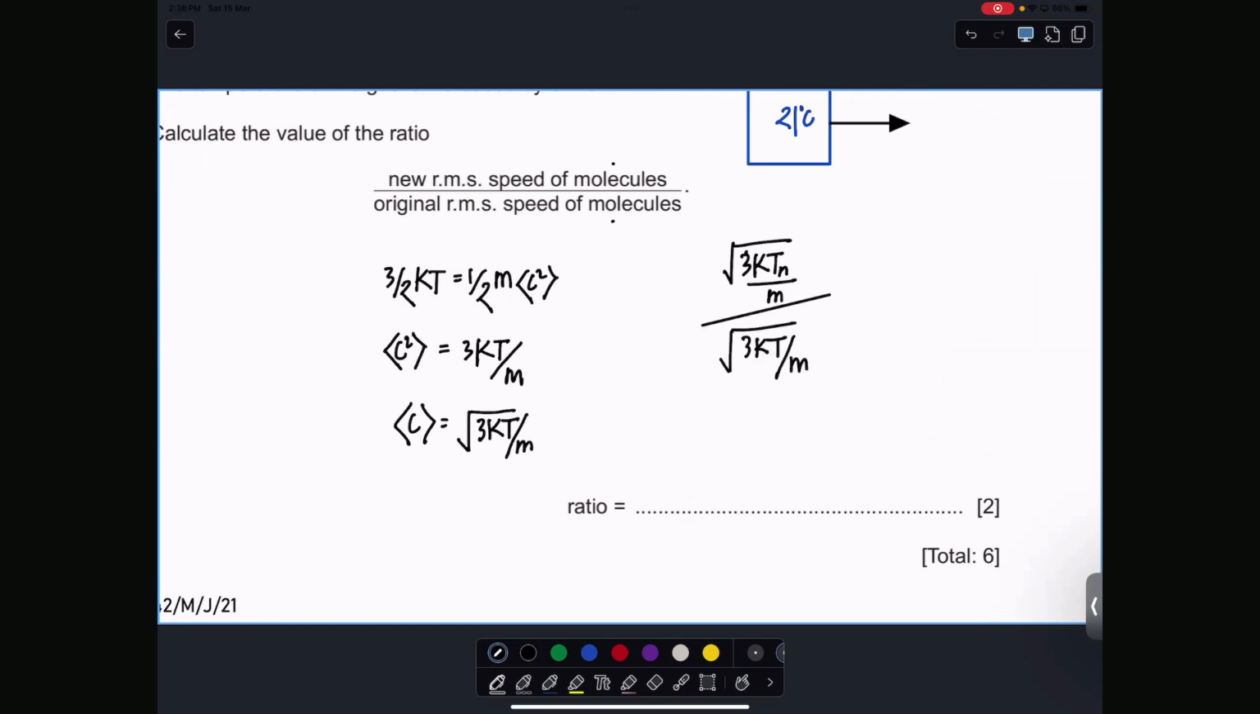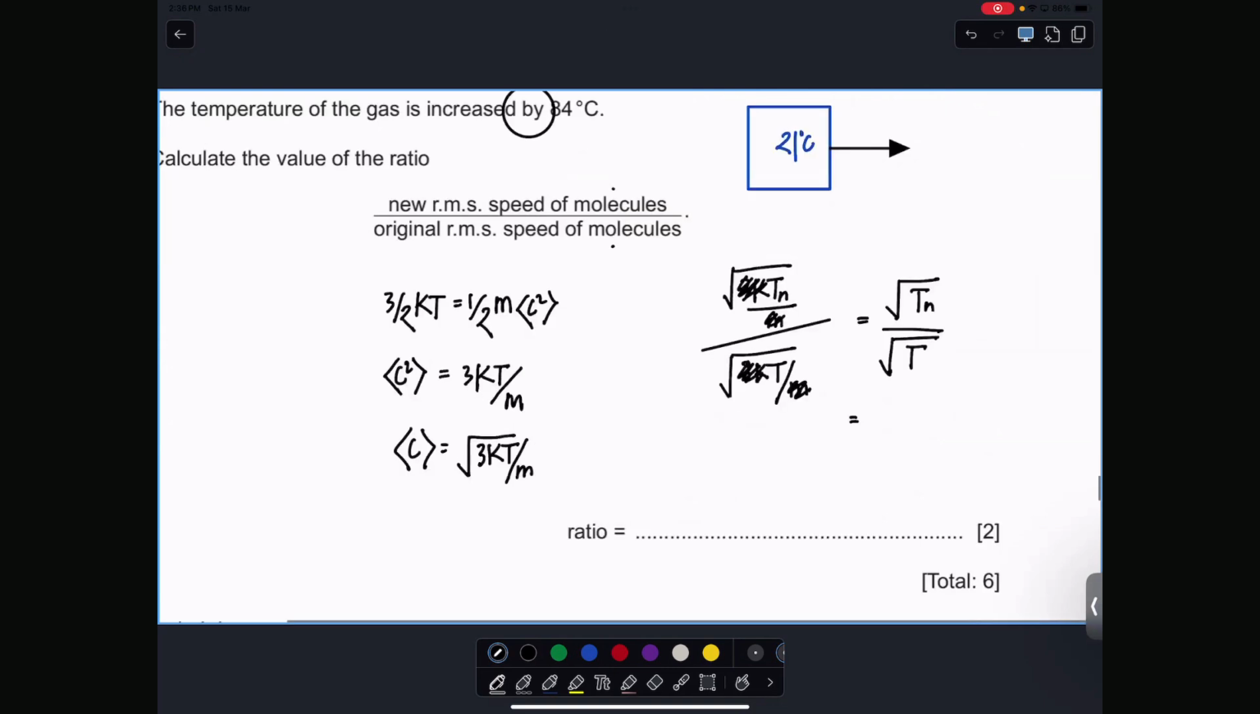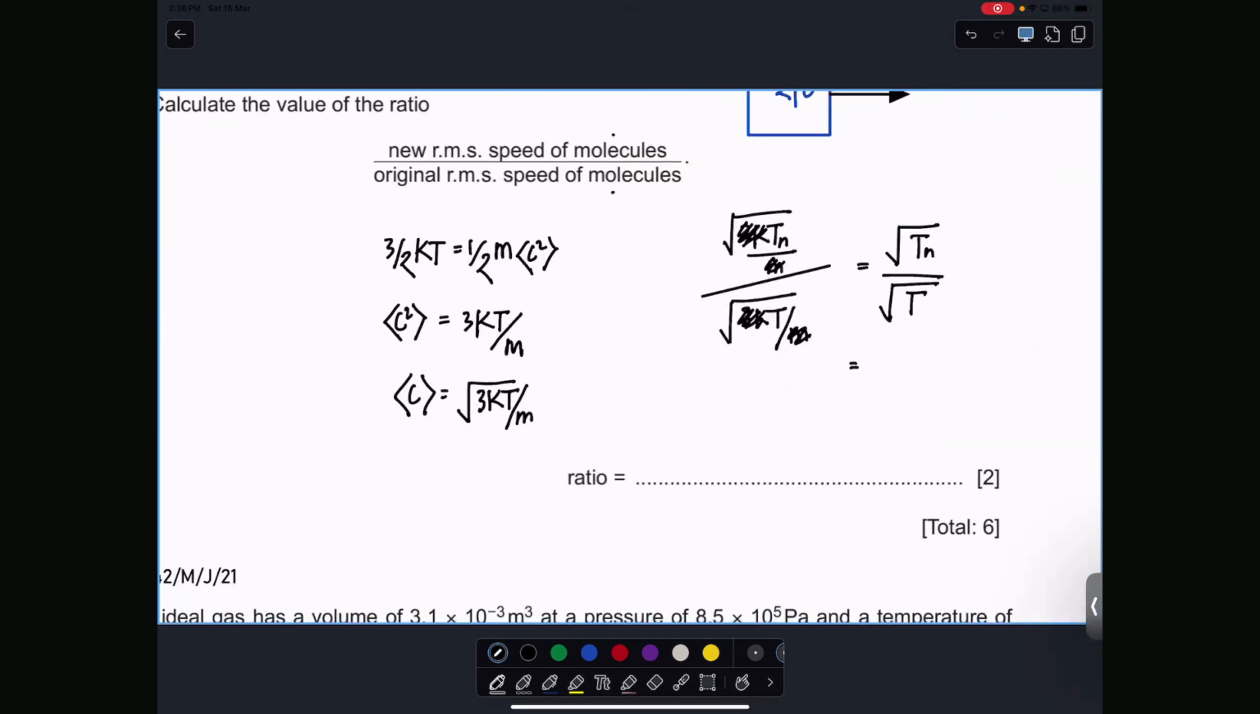এখানে 3k cancel out হয়ে যাবে, m cancel out হয়ে যাবে. So eventually the answer is going to be root of the new temperature divided by root of the original temperature. New temperature koto? It says it's increased by 84, right? Which means that it's not 84, it's 84 plus 21, which is 105. So 105 divided by the original temperature, 21. If you have done this, shame on you.